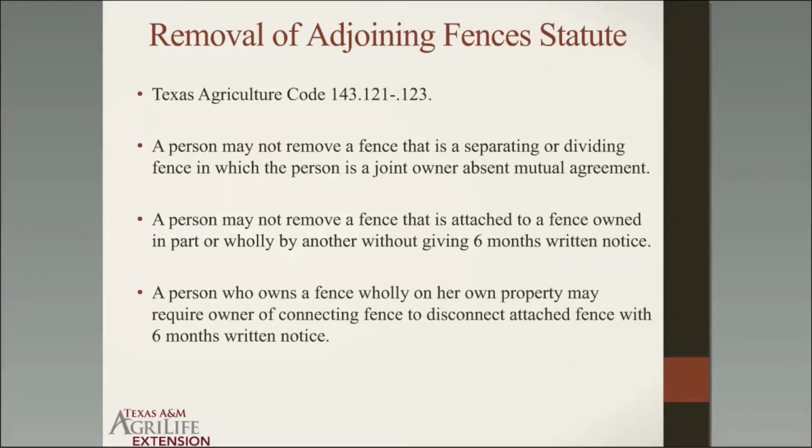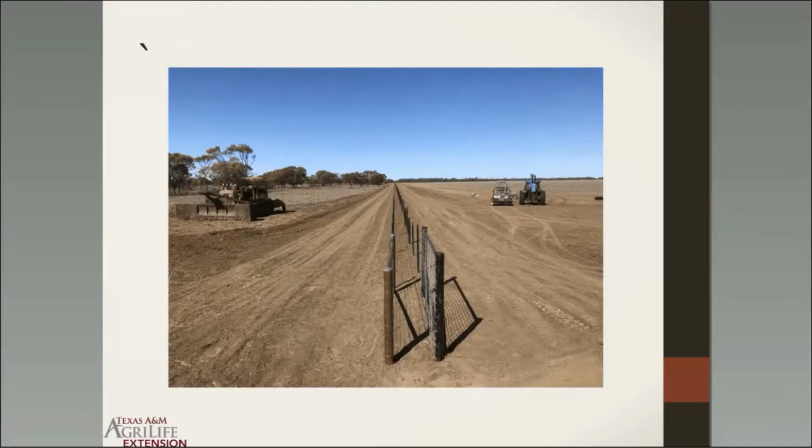The last provision in this statute says a person who owns a fence wholly on her property may require the owner of a connecting fence to disconnect from that attached fence with 6 months written notice. All right, so again, if you've built a fence on your property and someone tied in, you can make them untie with 6 months written notice. Okay, that's that statute again. Just be aware that it does exist.